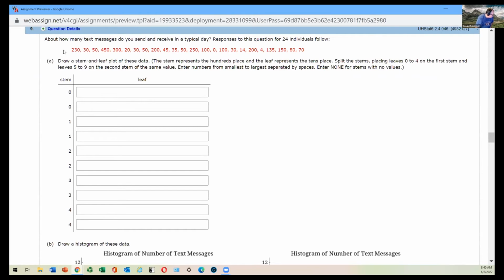And here we are looking at a whole set of data, right? There it is there. And it says, draw a stem and leaf. I guess I wouldn't call that word draw, I would call it make, but whatever. Draw a stem and leaf of this data. The stem represents hundreds and the leaf tens. So 230 would go in that box or in that box. Where would you put 230? The top one or the one below it? Top. So I'm going to put 230 there.